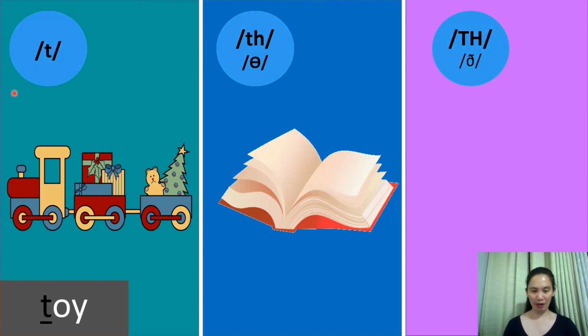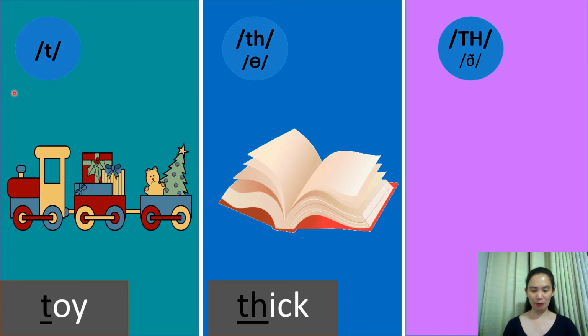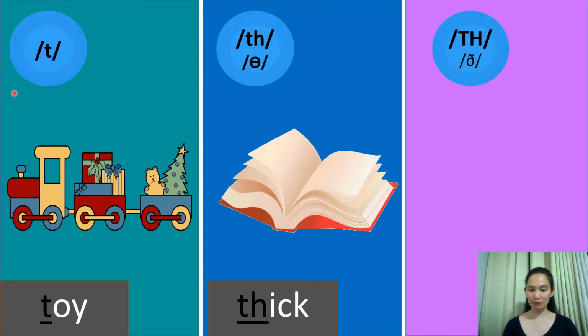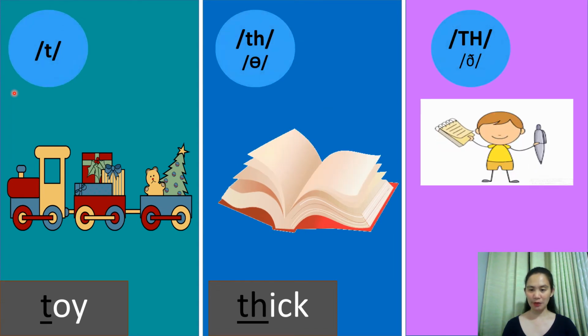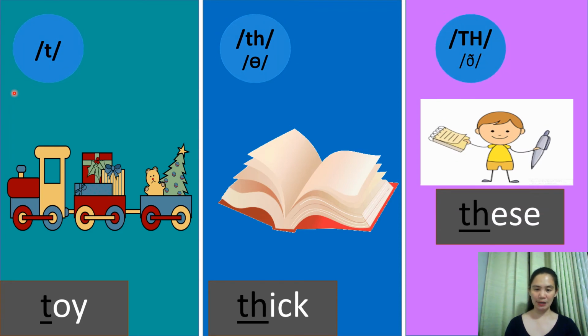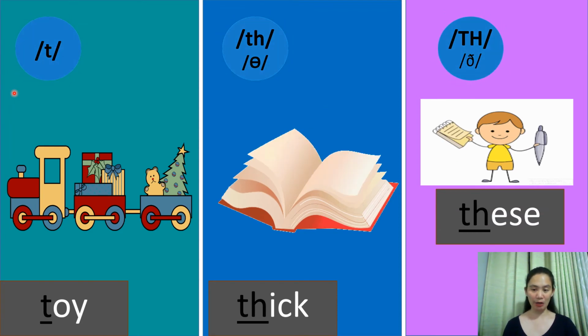Next sound, we have the sound of F, like in the word thick. The same sound can also be heard in the words thin and thought. Next sound, we have the sound of V, like in the word this. The same sound can also be heard in words like that and those.